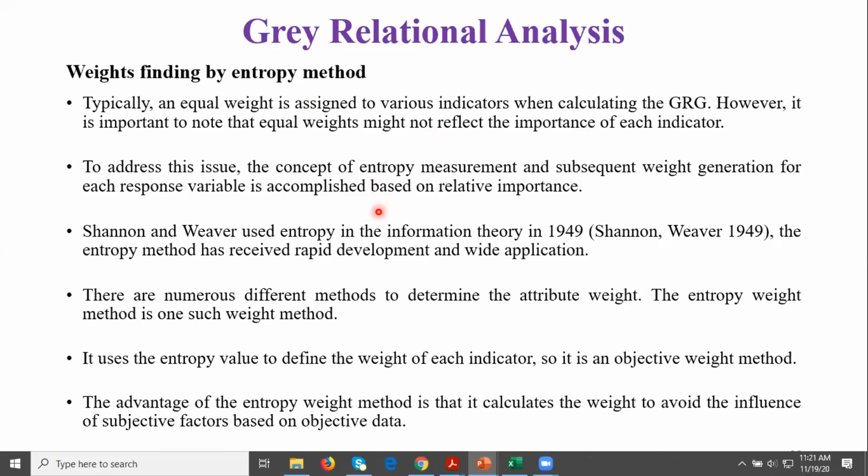Sometimes our prediction values are not good. Suppose I am considering the input or output parameters and I give equal weightage. Sometimes I should not give equal weightage. If some output parameters have more influence, I will give 0.9. If some output parameters have very little influence, I take 0.1. You can give like that, but where to give 0.9 and where to give 0.1, you don't know. The entropy method gives those values.